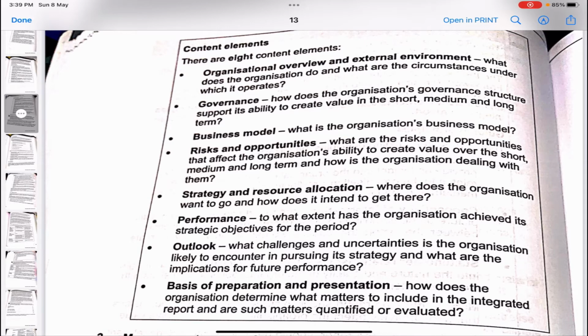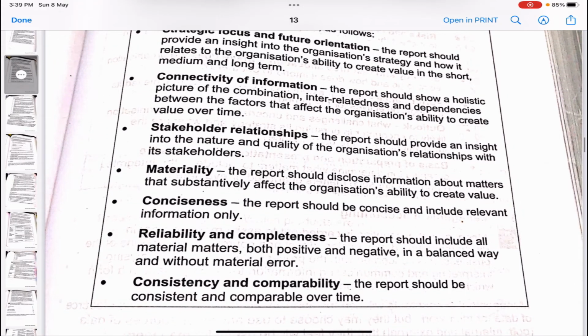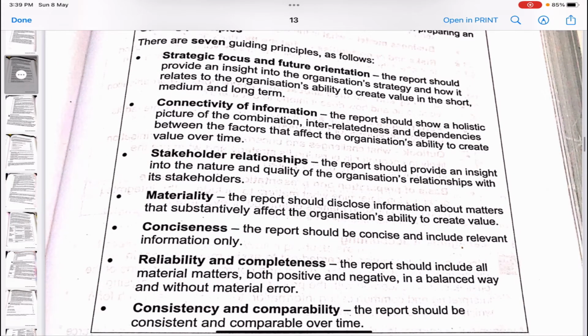Basis of preparation and presentation. How does the organization determine what matters to include in the integrated report and are such matters quantified or evaluated? So what are the content elements? Firstly, we need organizational overview and external environment. Then we have governance, business model, risks and opportunities, strategy and resource allocation, performance, outlook, and basis of preparation and presentation. So these are the content elements, and these are the guiding principles.